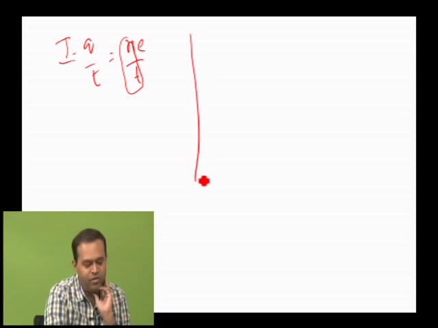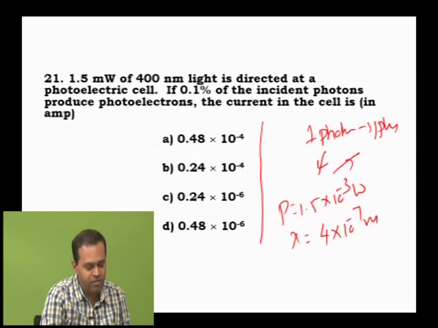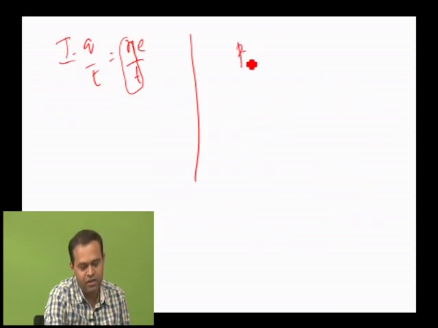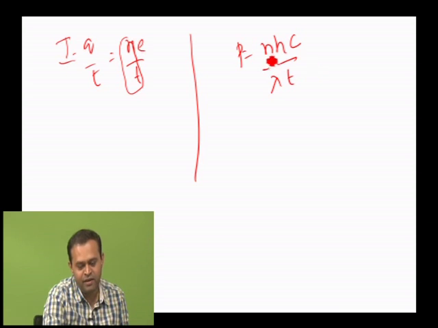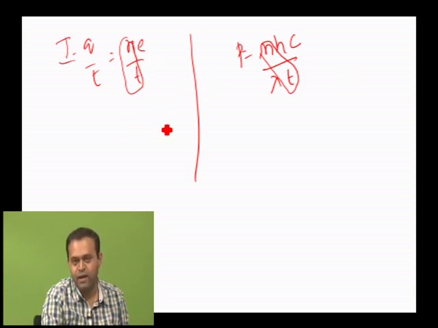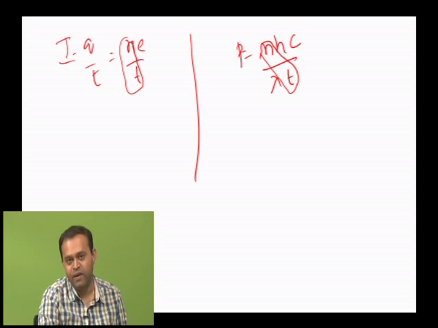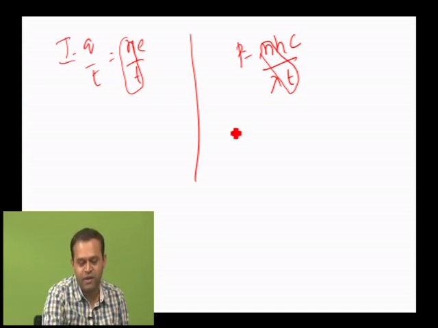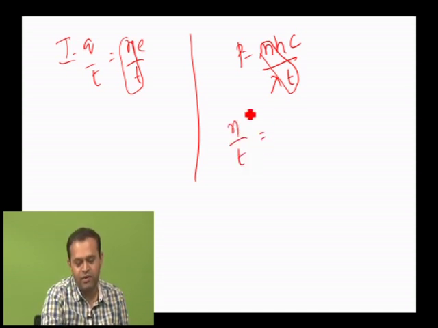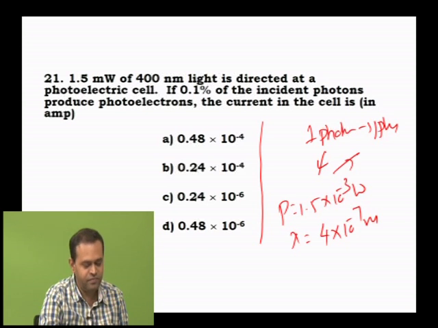Correct? I will take another formula. The data they have given is in power, which we already discussed. Power is equal to N into h into c by lambda into t. Here N by t represents the number of photons incident on the surface. Here N by t is the number of electrons emitted. I told you one photon can emit one photoelectron, so N photons can emit N photoelectrons. Right? Let us calculate N by t. Cross multiplying, N by t is P into lambda by h into c. Power is given. What is the power value?